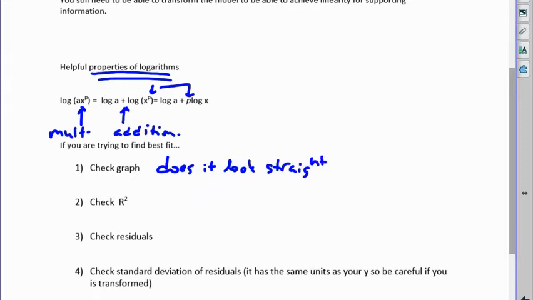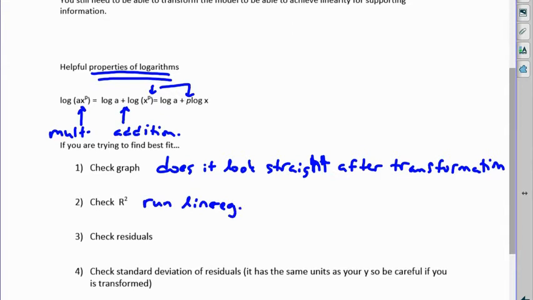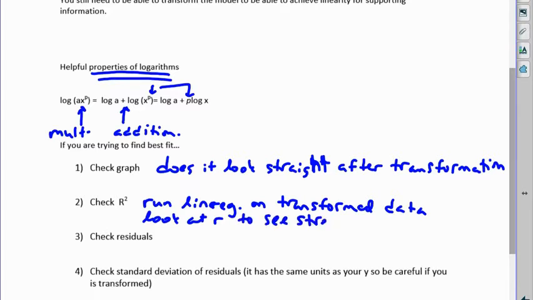So it's important to be able to transform your data yourself, because you want to be able to check your graph and say, does it actually look straight after you've done your transformation? If you're going to prove that you've actually met the LINER conditions of linear regression, you would need to be able to do the transformation yourself and run that linear regression on your transformed data, because the only way to see if something's linear is to actually look at it. And that would check the L condition from LINER. And we could look at the R value from the linear regression to see the strength of the fit to the model.